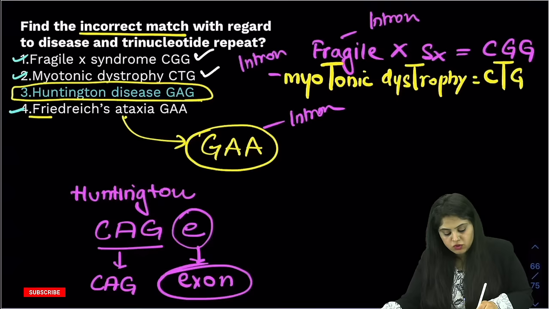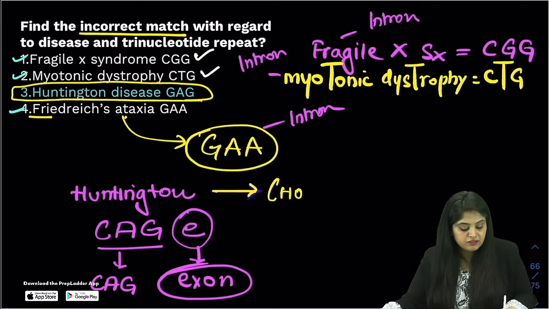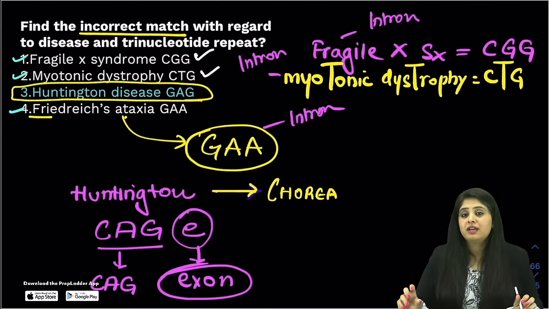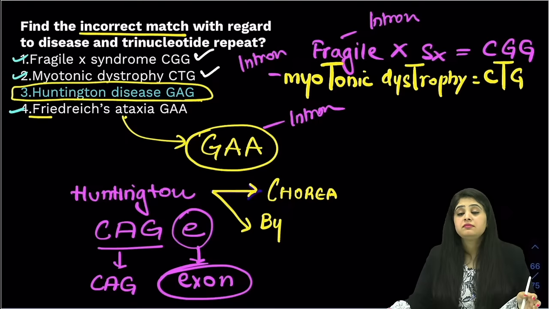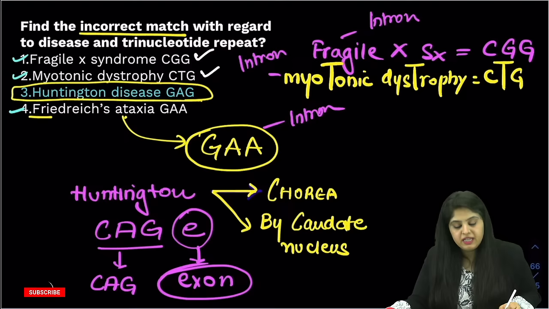Chorea, the other name for Huntington's disease, is chorea. So there are jerky movements. The patient is going to have jerky, purposeless movements. Why is there chorea? Which nucleus of the brain is affected? The caudate nucleus of the brain is affected. The caudate nucleus is going to get involved. So yes, that's the best.